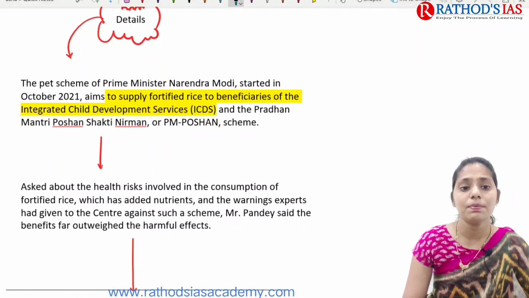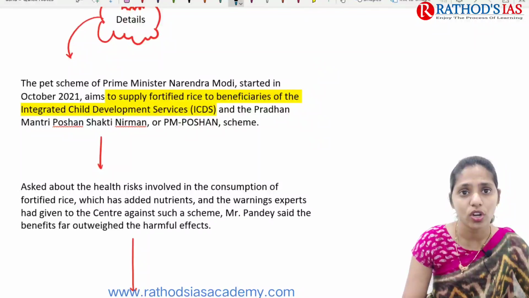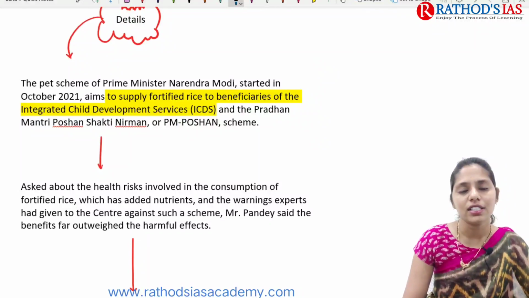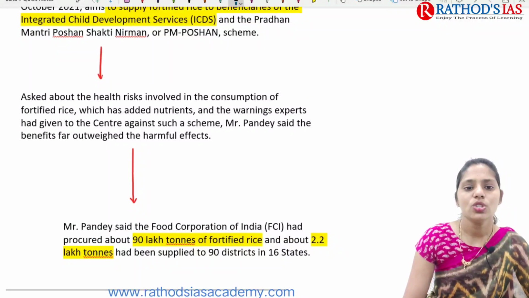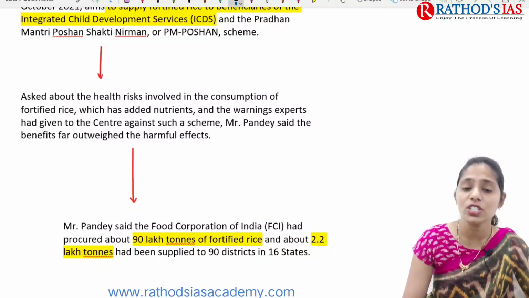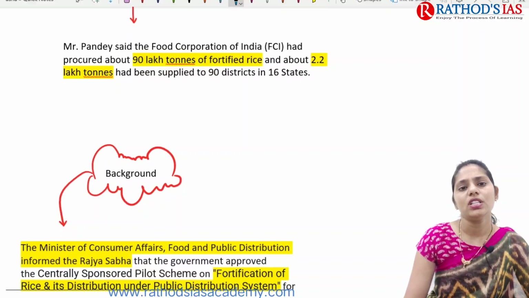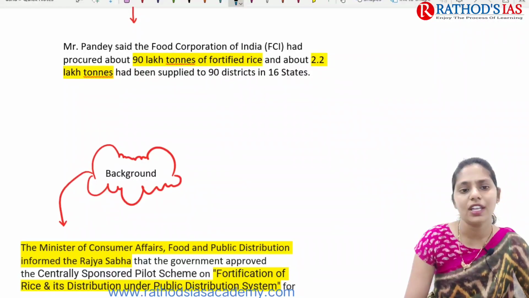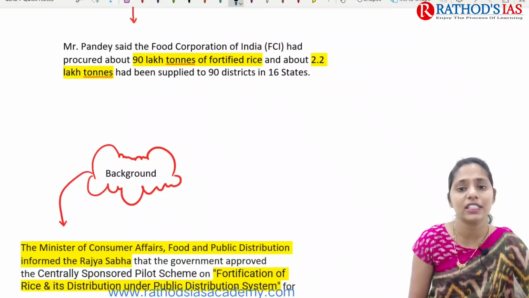If you see some details, the Prime Minister started the scheme in October 2021 to supply fortified rice to the beneficiaries under the ICDS, that is the Integrated Child Development Scheme, and even the Pradhan Mantri Poshan Shakti Nirman or PM Poshan scheme. Especially regarding this fortified rice, there are a number of misconceptions, and there are some objections mainly seen from nutritionists. So we need to know about those issues as well. The ministry said that the Food Corporation of India had already procured about 90 lakh tons of fortified rice, and about 2.2 lakh tons had been supplied to 90 districts in 16 states.